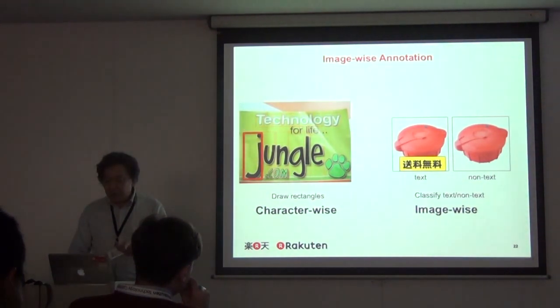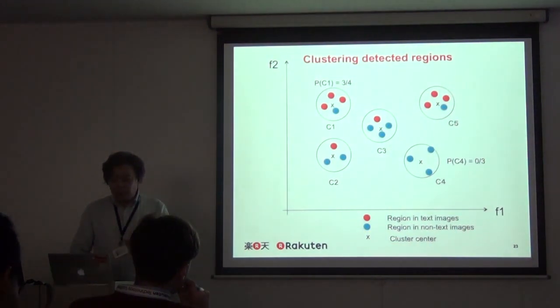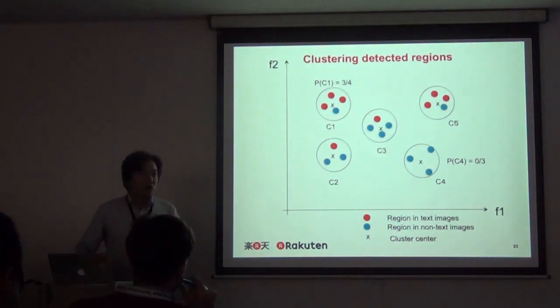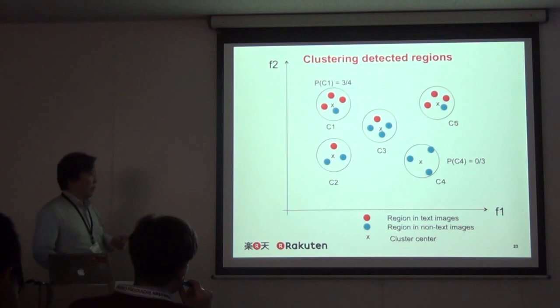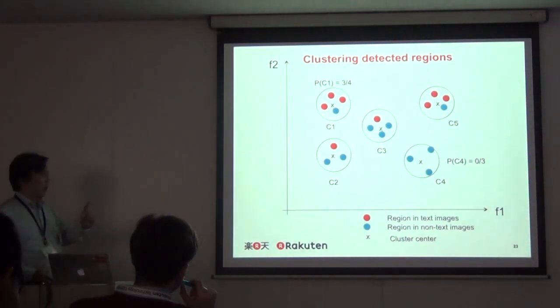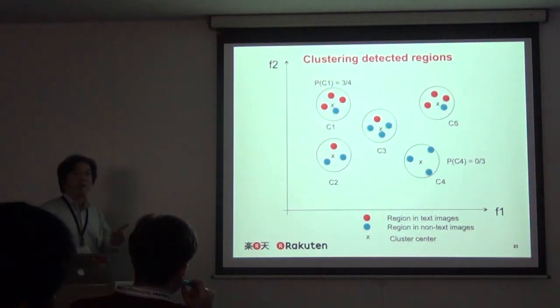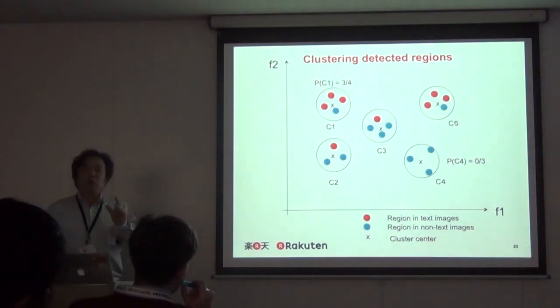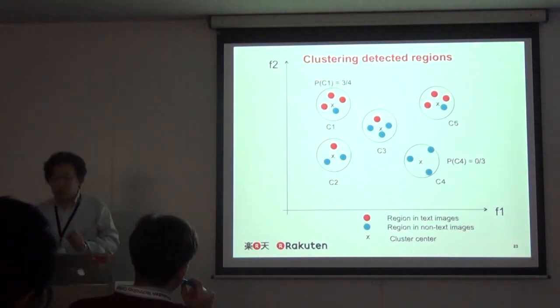Then, based on this annotation, when the detected regions are represented by image features, in this case two image features, F1 and F2, we're going to cluster those detected regions.